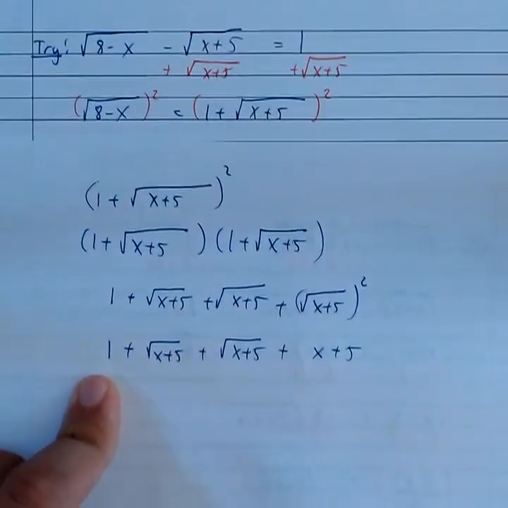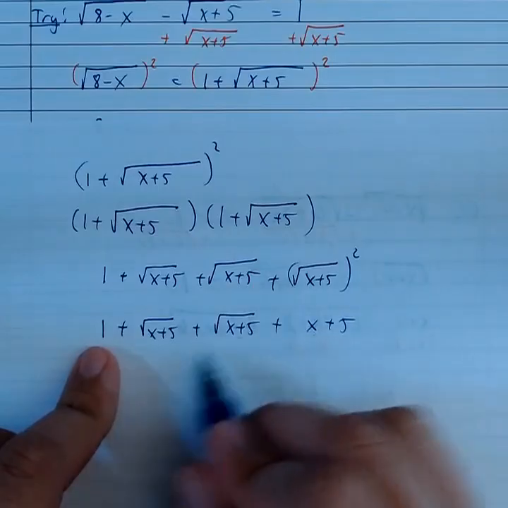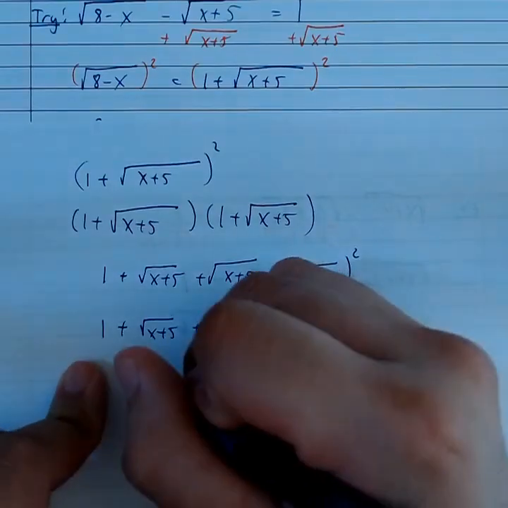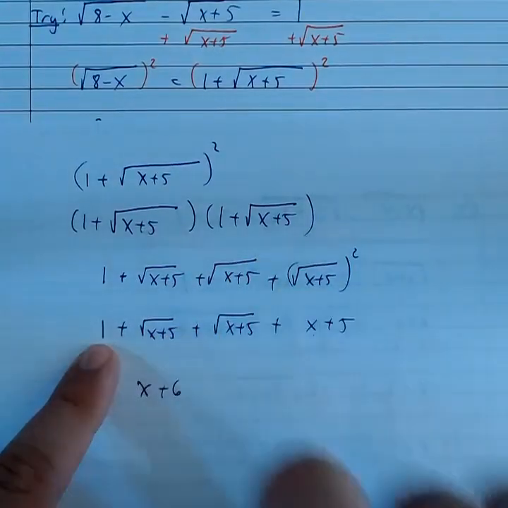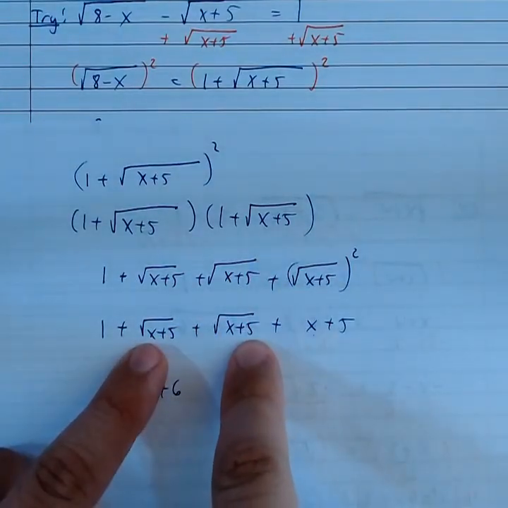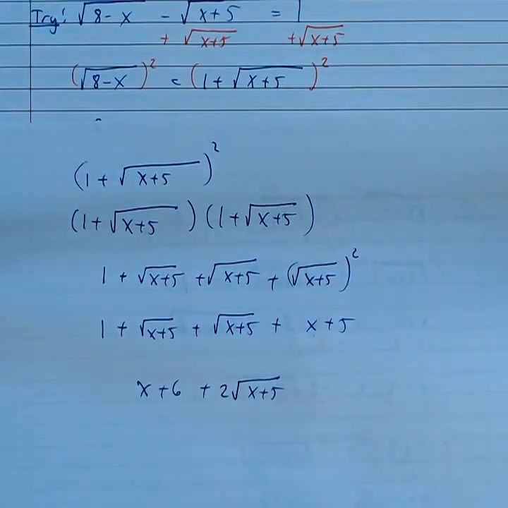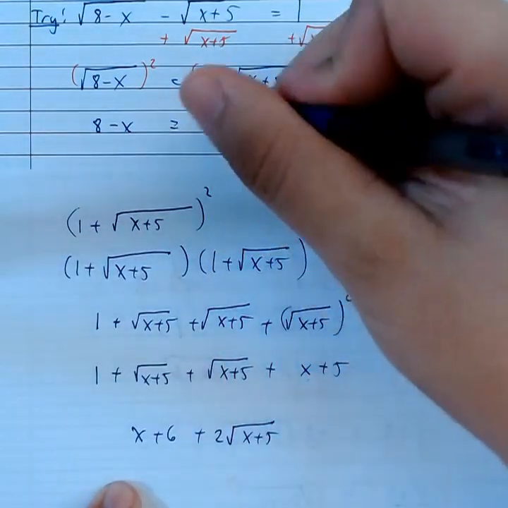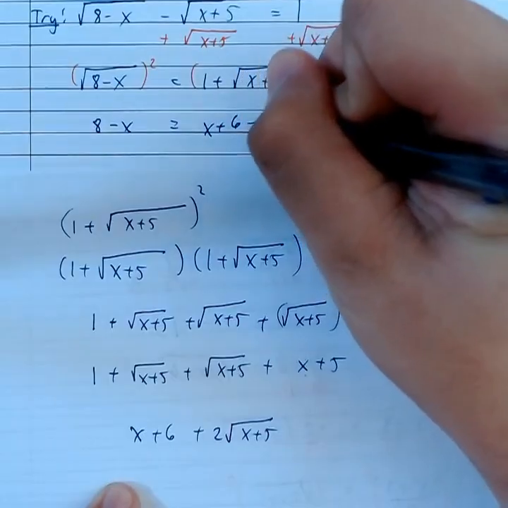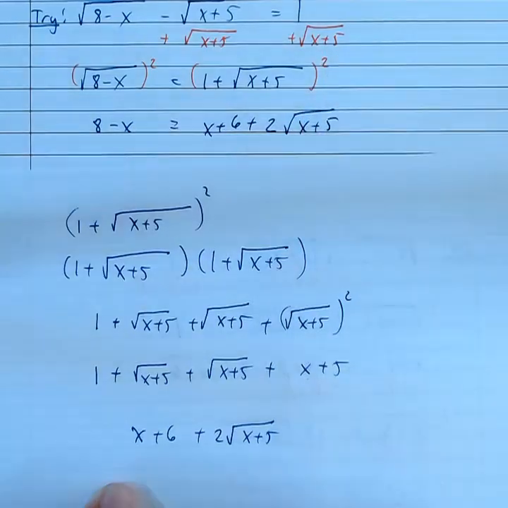And now I have some things that I can combine. Notice that x is the only x of its kind. Every other x has a square root around it. But here, these are both regular numbers, 5 and 1. I can add those together to get 6. These are both the same kind of radical: 1 square root of x plus 5 plus another square root of x plus 5 is 2 square root of x plus 5. So that's what we get when we square this. So over here, this side is going to be x plus 6 plus 2 square root of x plus 5.